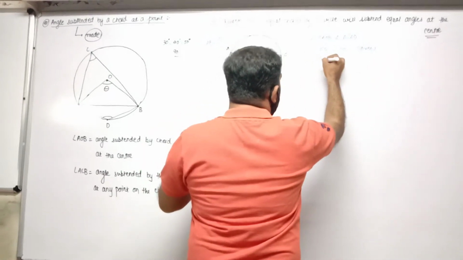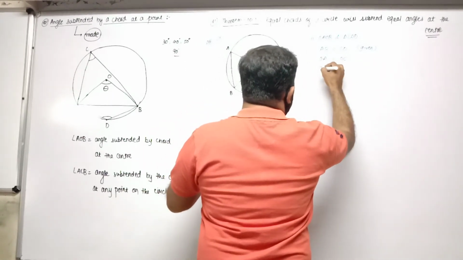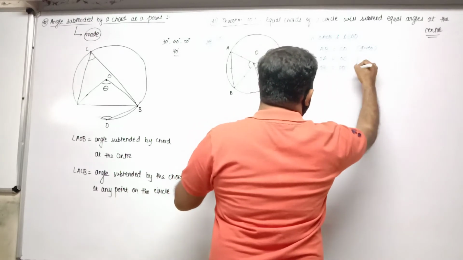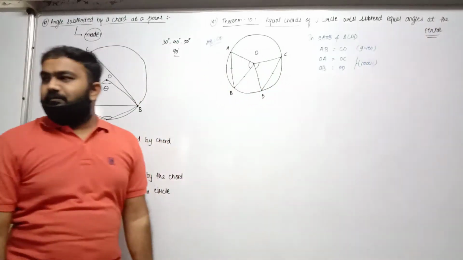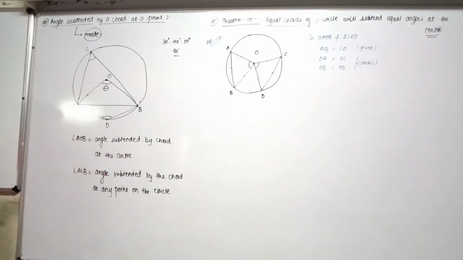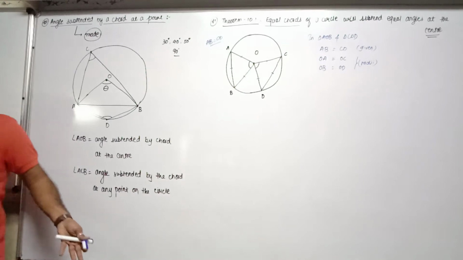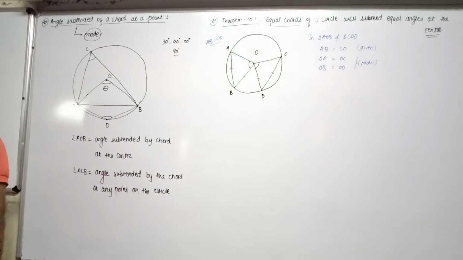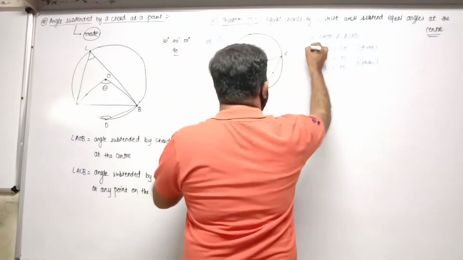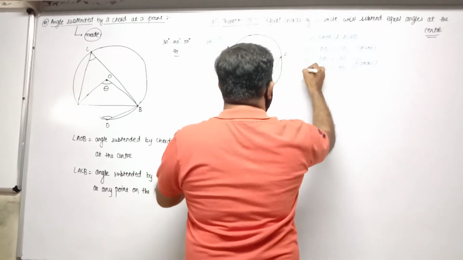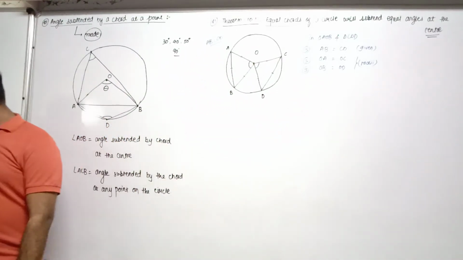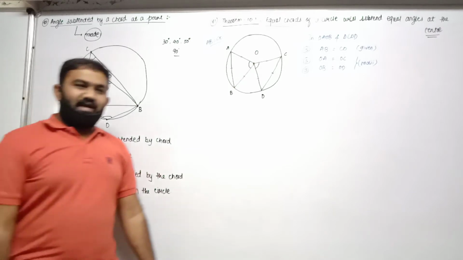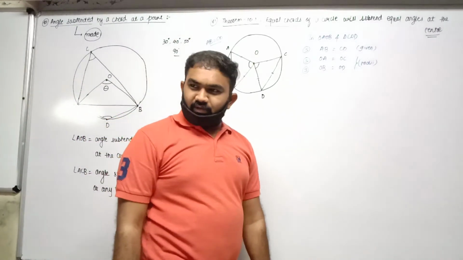Then we can also say that OA equals OC and OB equals OD. They are radii. So, by which congruence rule can we prove that they are congruent? By SSS. So by the SSS congruence rule, we can say that these two triangles are congruent, right?